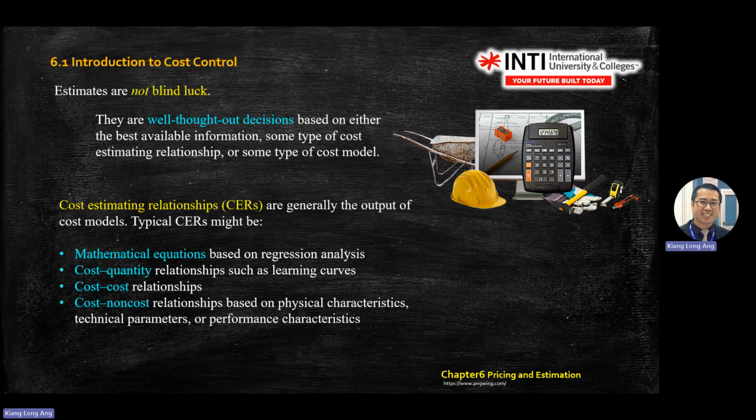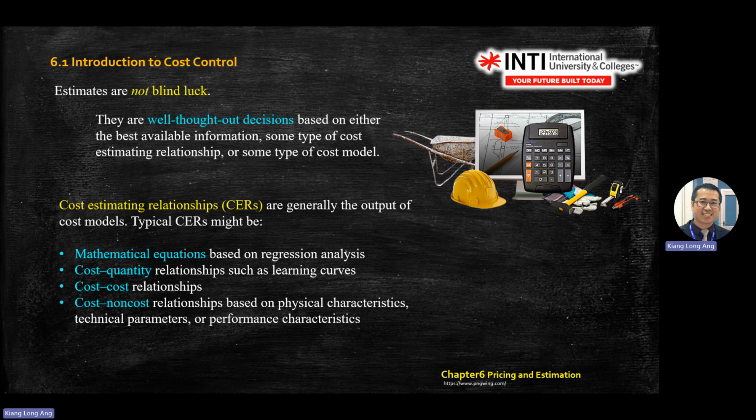Cost estimating relationship. Normally you will generate the output of a cost model. It can be from an equation, cost quantity, cost or cost non-cost relationship, meaning you can plot the graph by a few relationships. So a mathematical equation means you have a y and x, and then you come up with all the dots here. This is your data. Then you come up with a line. Regression analysis is how good is your line.